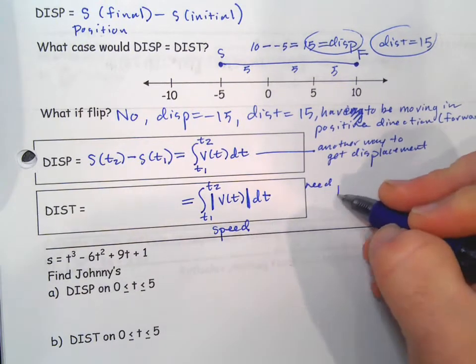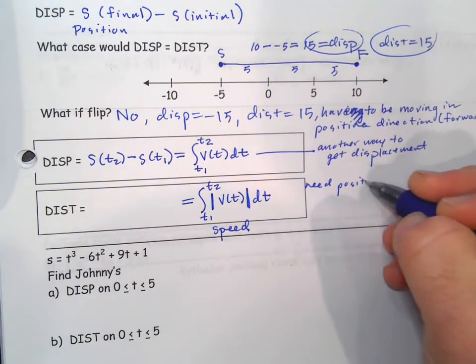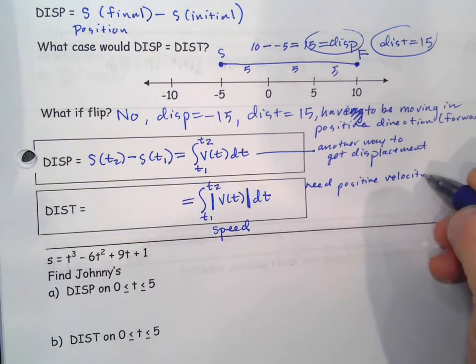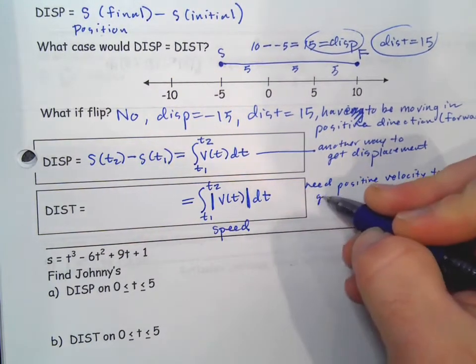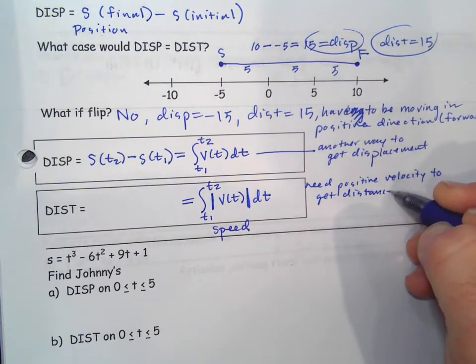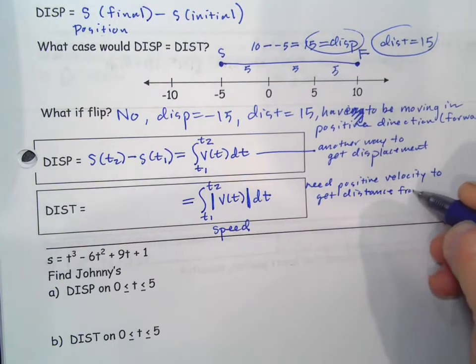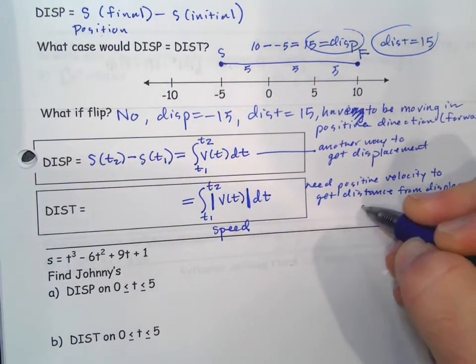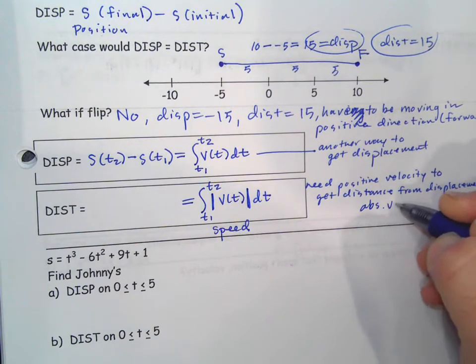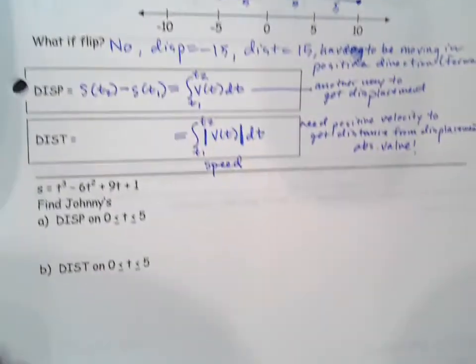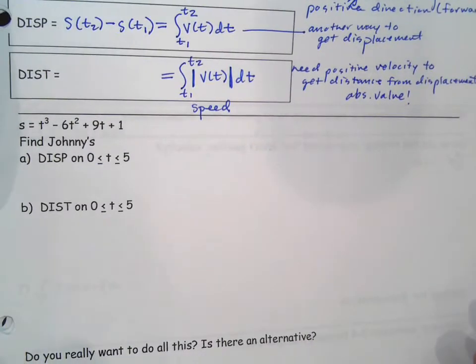So we need positive velocity to get distance from displacement. So it's kind of like the same idea, but we're going to force everything to be positive. And the way to do that is to use an absolute value. Now, luckily, we've recently learned how to integrate absolute values. So that's going to be handy.